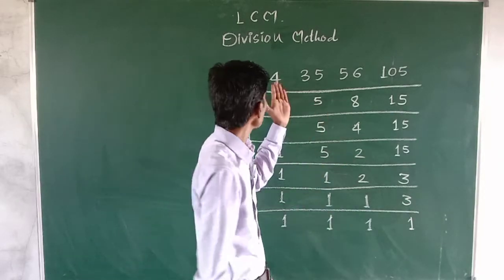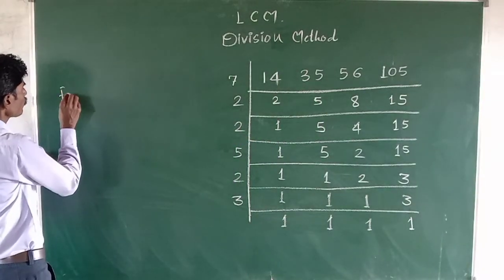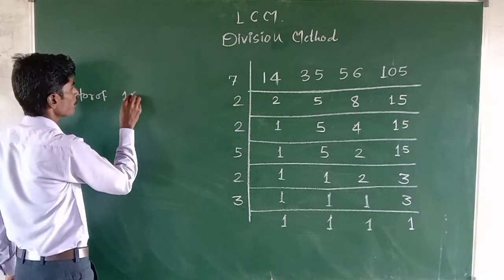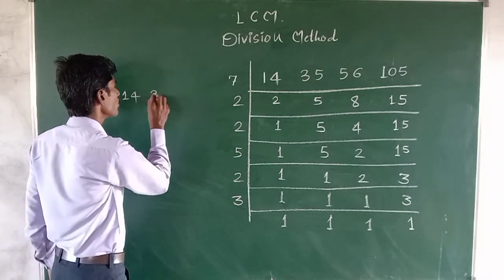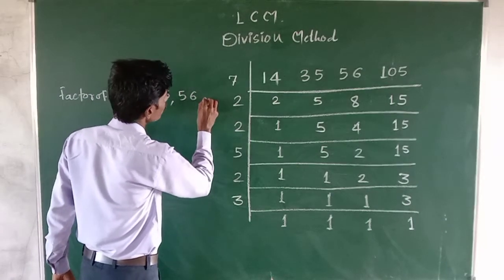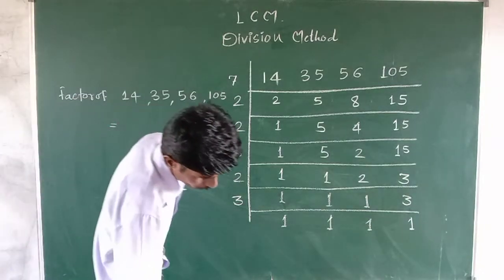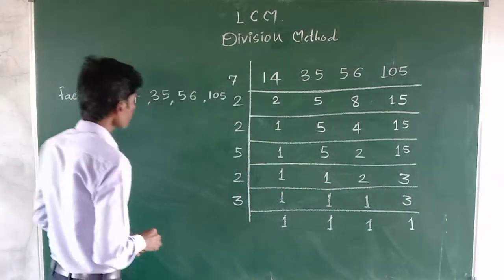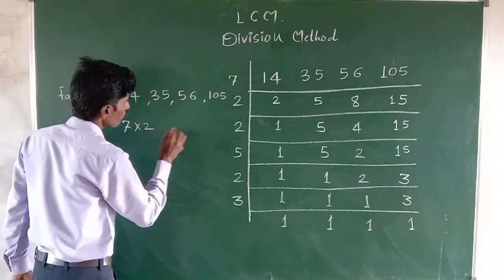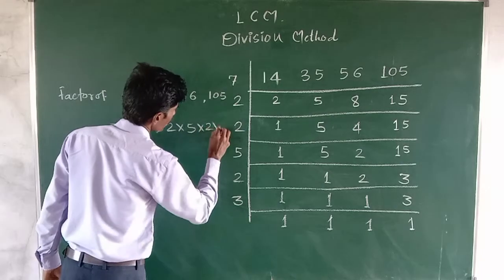This is the factor of this 14, 35, 56 and 105. So factor of 14, 35, then 56 and 105 is this 7 into 2 into 2 into 5 into 2 into this 3.